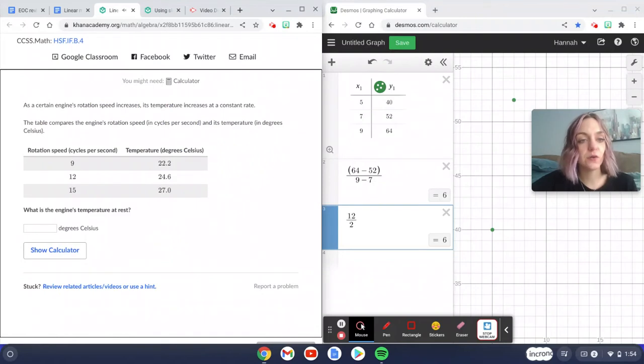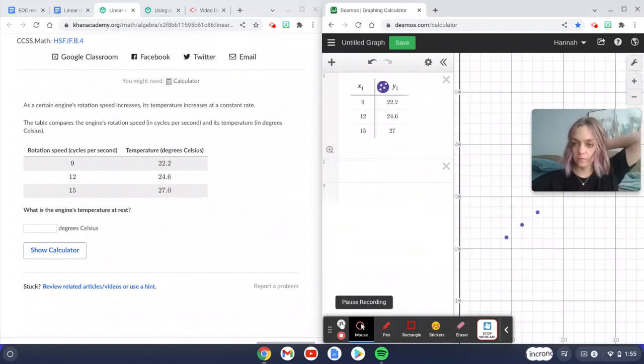Next, we have a certain engine. As its rotation speed increases, its temperature increases at a constant rate. The table compares the engine's rotation speed in cycles per second and its temperature in degrees Celsius. What is the engine's temperature at rest? So what I'm going to do, I'm going to pause this and I'm going to add this table to Desmos. So you should do that too. Okay, so I've got my purple dots here, which represent the points given to me in the table.